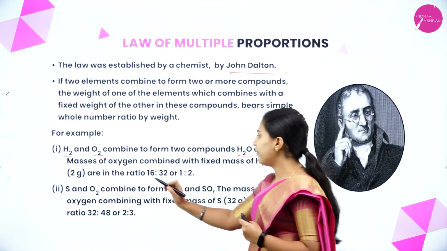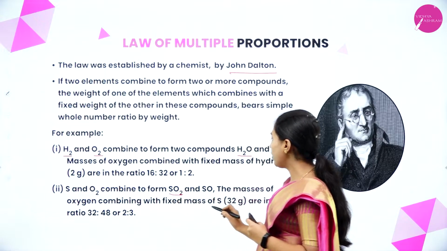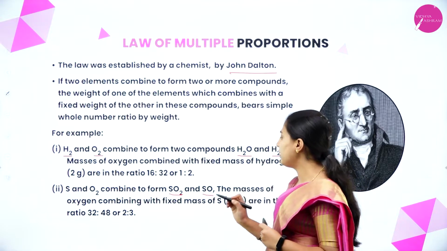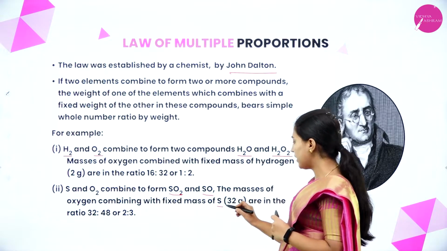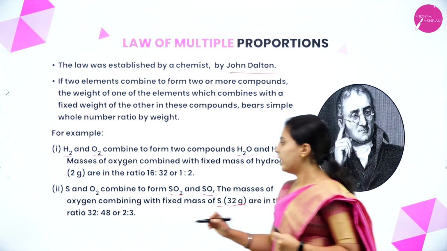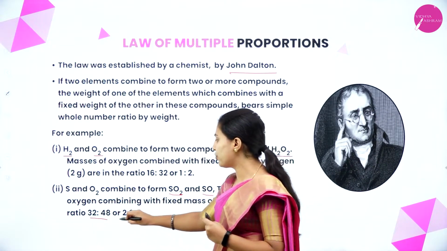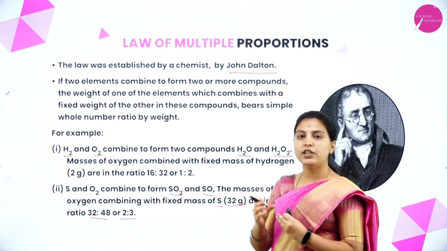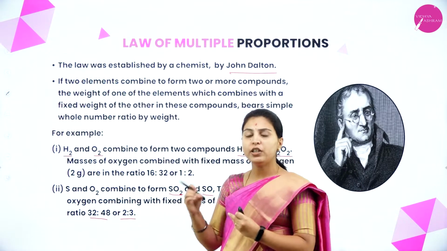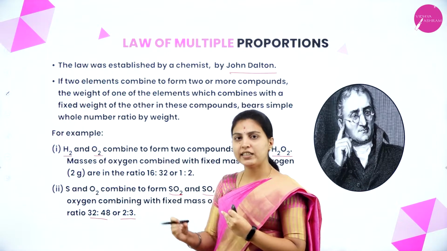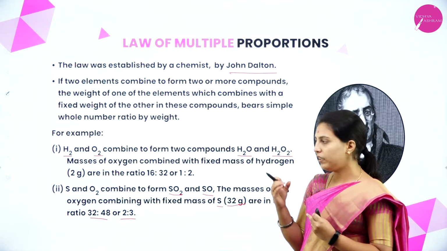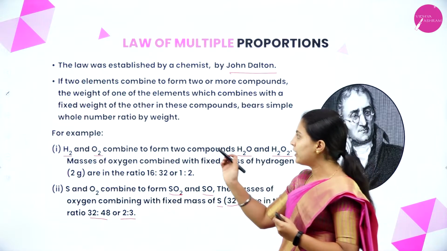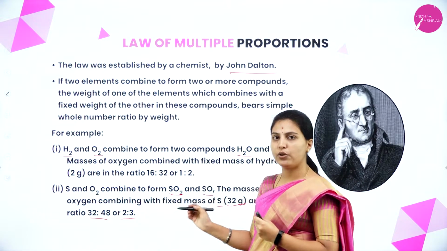And sulfur and oxygen combine to form sulfur dioxide and sulfur trioxide. The masses of oxygen combining with a fixed mass of sulfur, that is 32 gram, are in the ratio 32:48 or 2:3. One element has a fixed amount, and you vary the amount of the other element. Then you will have two or more kinds of compounds, but with a whole number ratio by weight.